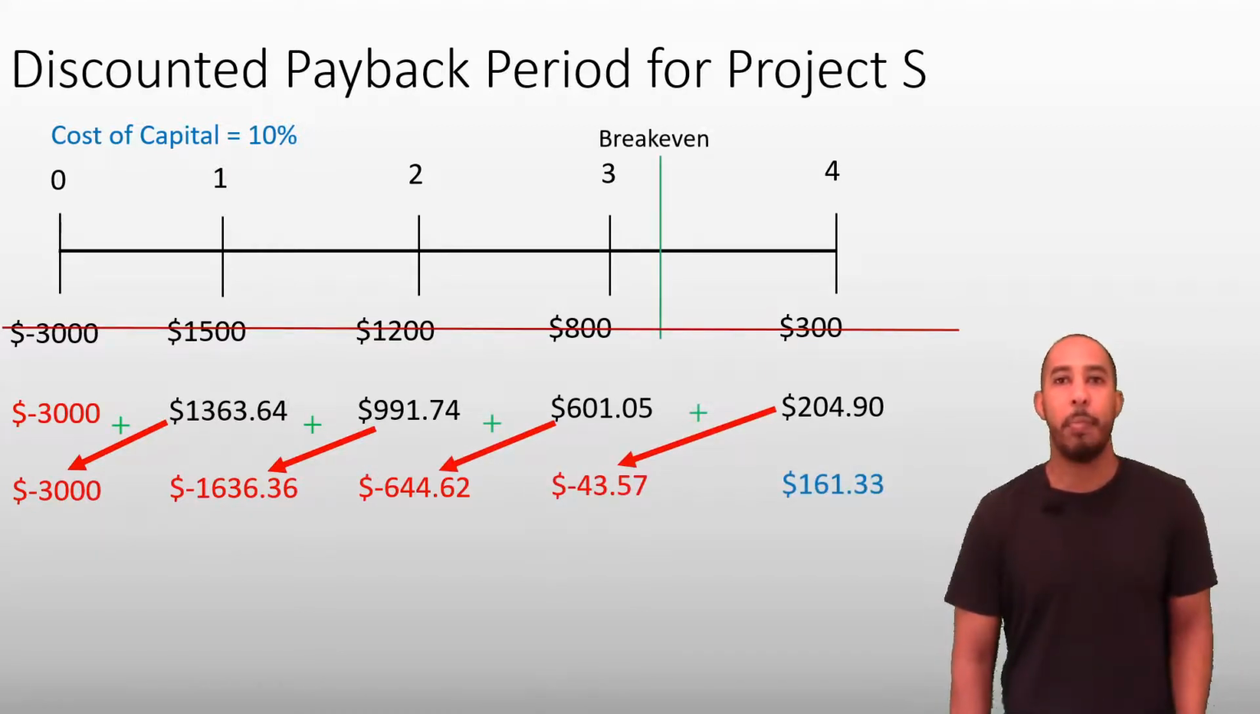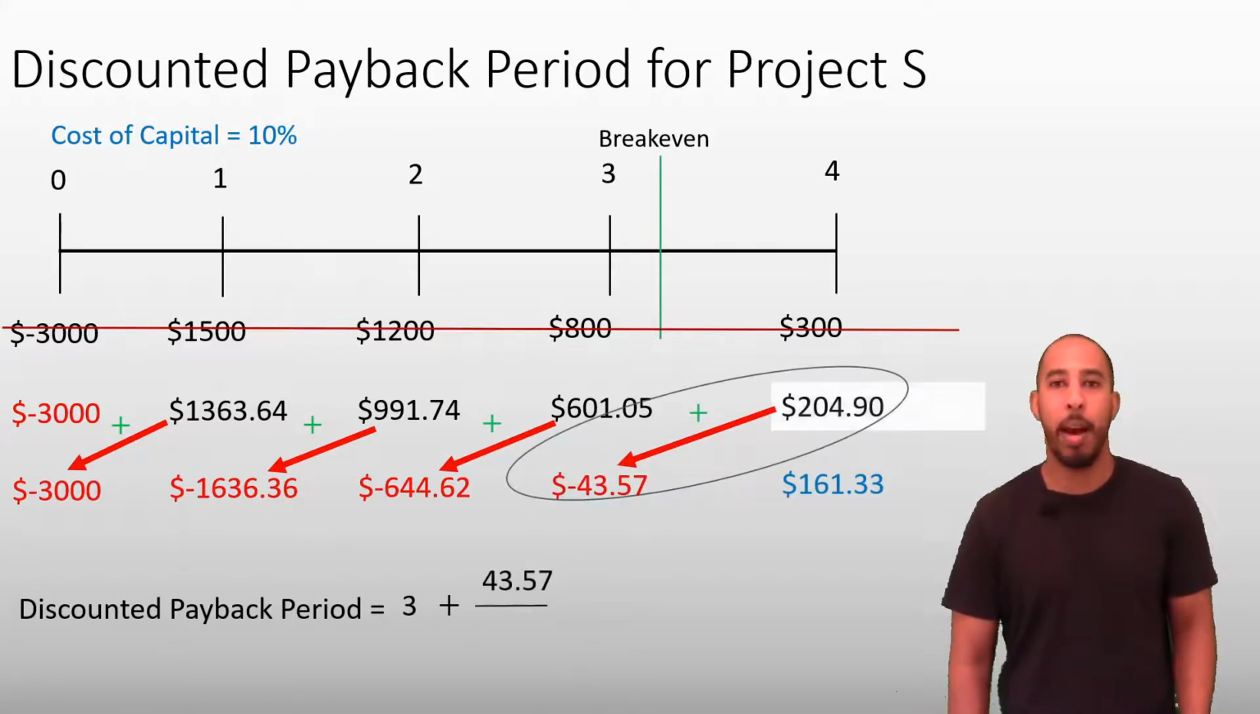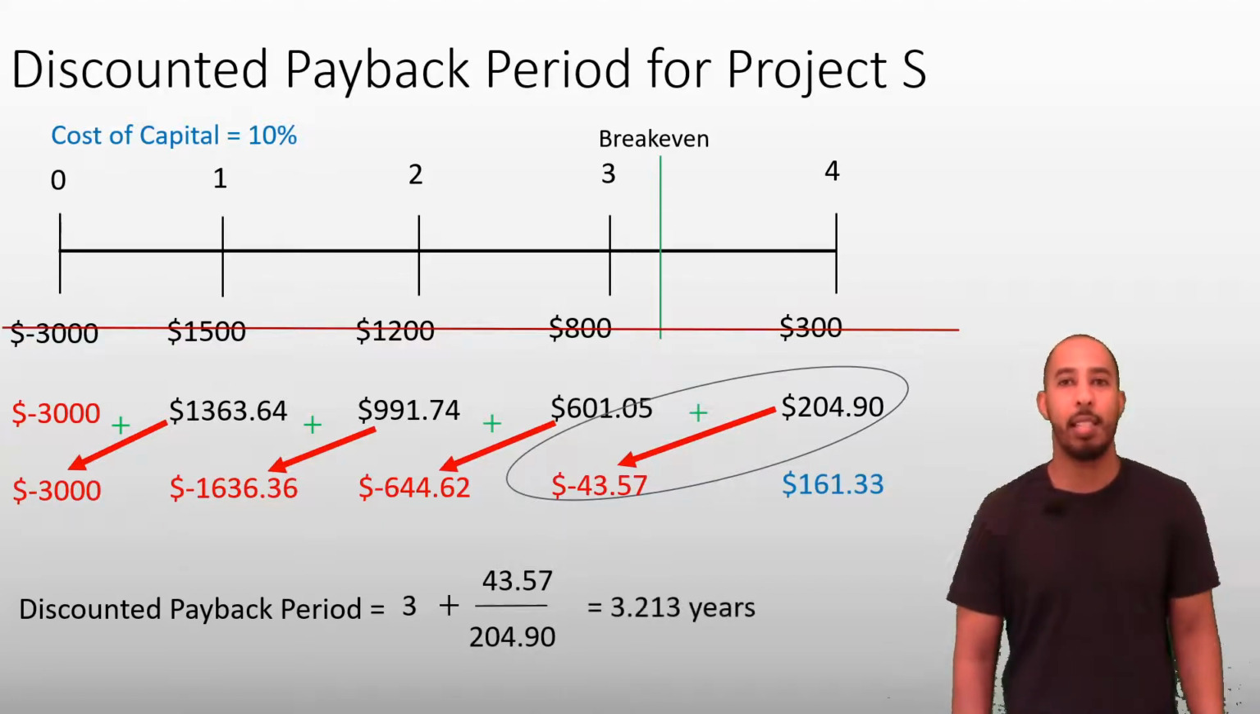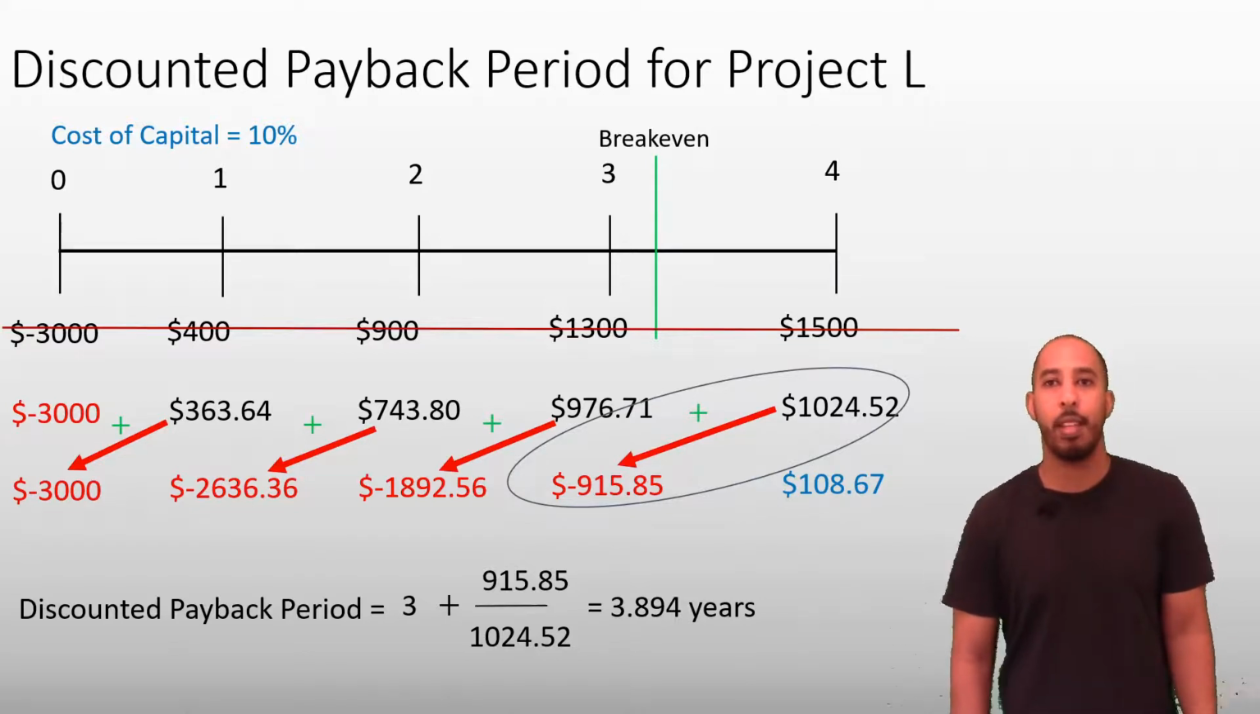And the discounted payback will be computed as the number of complete years needed to break even plus some fraction, where the numerator will be the amount needed to break even and the denominator will be the amount received, giving us a discounted payback period for project S of 3.21 years. And we can follow an identical process for a discounted payback period for project L, and we find that to be 3.89 years. And the decision-making process for discounted payback is the same as regular payback.